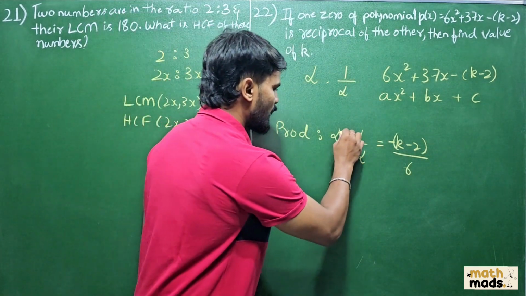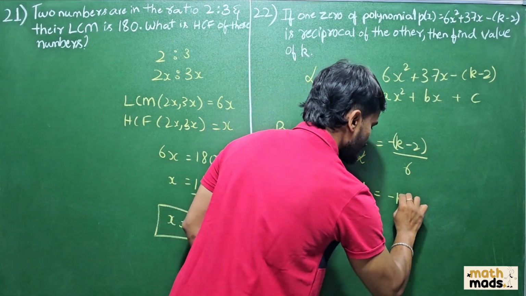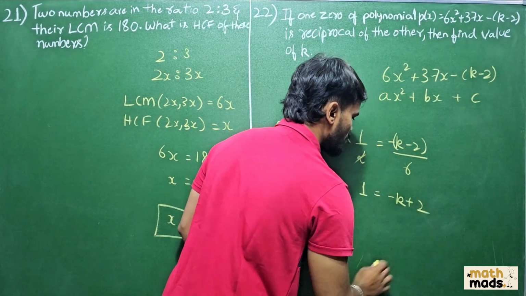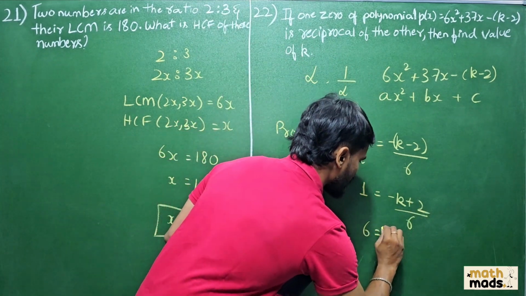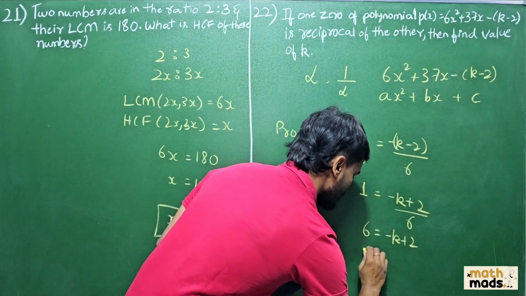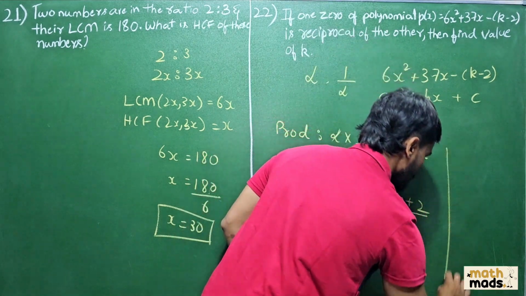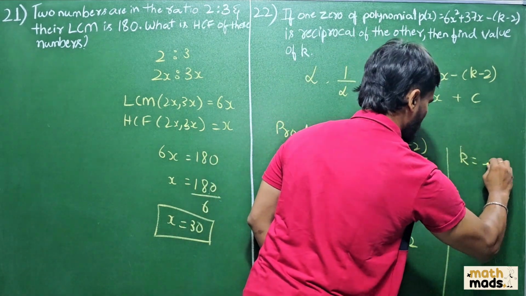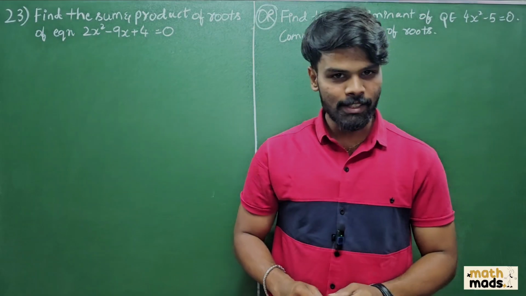Do the simplification. I'll cancel alpha and alpha. 1 is equal to minus of k minus 2 by 6. Send 6 to the other side. 6 is equal to minus k plus 2. If I transfer this to the left hand side, 4 is equal to minus k. Therefore, k is minus 4. You have found out the value of k. Now let's solve the next question.